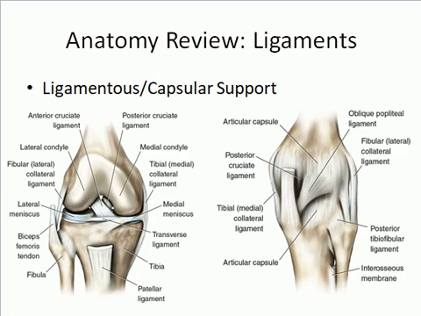Intracapsular ligaments include our cruciate ligaments. So just go back and make sure you review what these ligaments are and what their major restraints are, all four of the major ones that we talked about here.